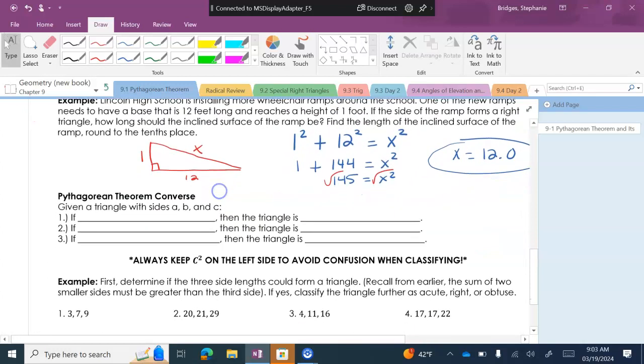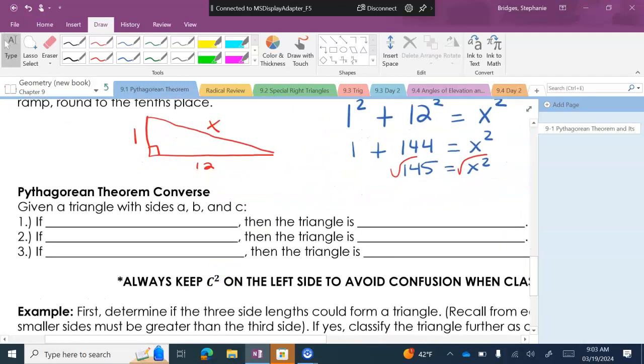So given a triangle with sides A, B, and C, if c squared is greater than a squared plus b squared, okay, if c squared is greater than a squared plus b squared, then the triangle is obtuse. That means one of the angles is going to be greater than 90. Okay, if c squared is greater than a squared plus b squared, then the triangle is obtuse. Everybody get that one?